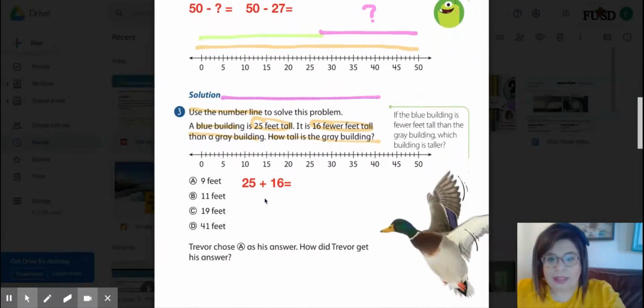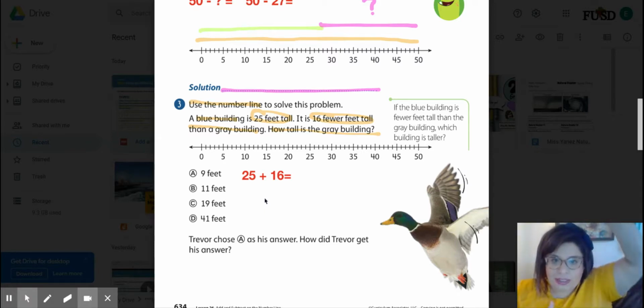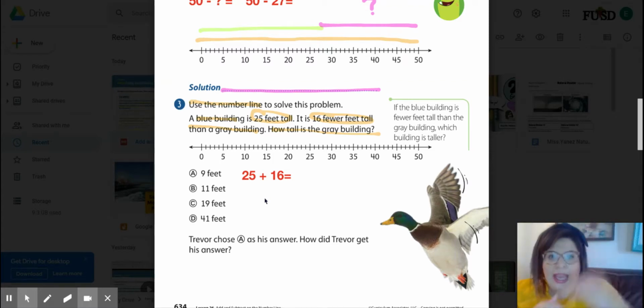Number 3, use the number line to solve this problem. All right, here is the problem. A blue building is 25 feet tall. Ooh, they're feet. 25 feet tall. It is 16 fewer feet tall than a gray building. Okay, so there's a blue building, then there's a gray building. How tall is the gray building?